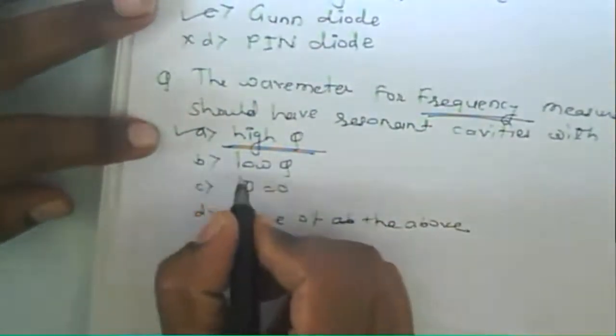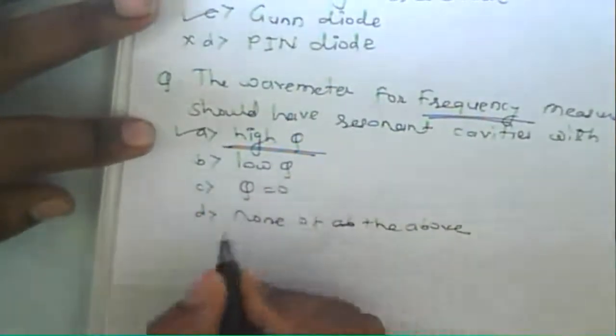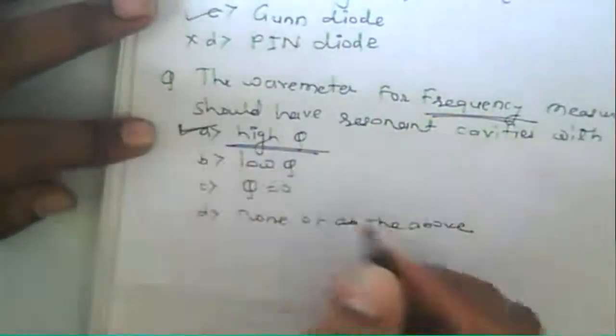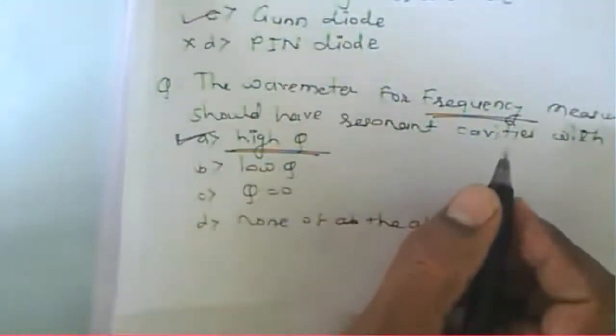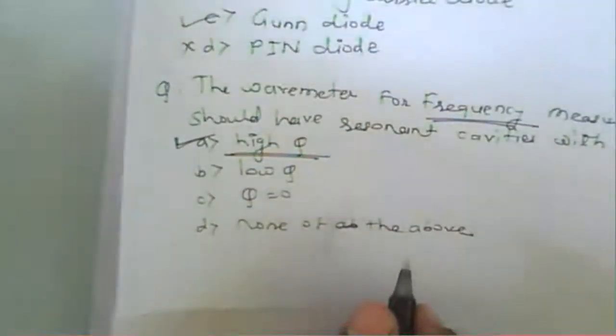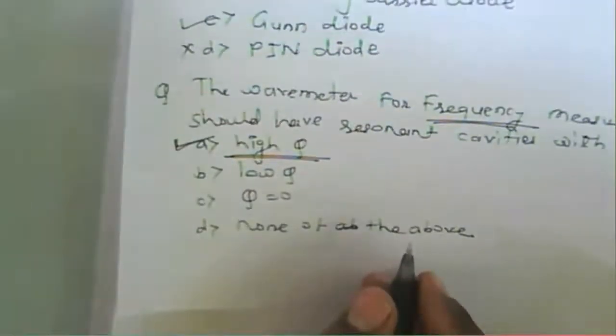The wavemeter for frequency measurement should have resonant cavities with option A, high Q, option B, low Q, option C, Q is equal to 0, D, none of the above. Now the answer is high Q, that is correct. That is about wavemeter for the frequency measurement. It has resonant cavities with a high Q. Then next one.